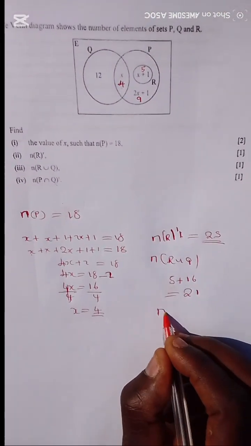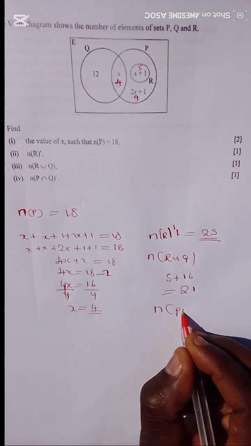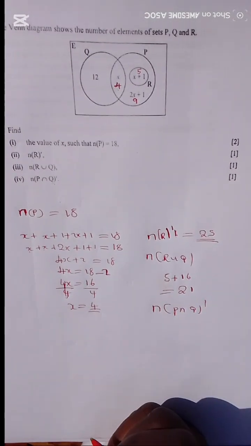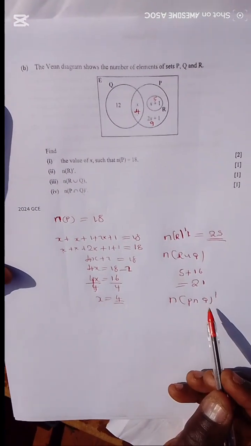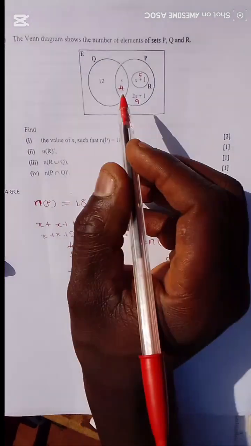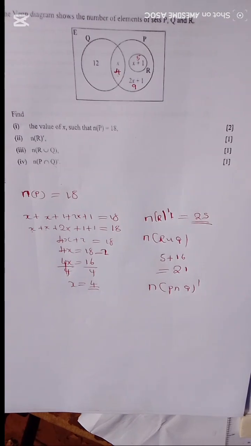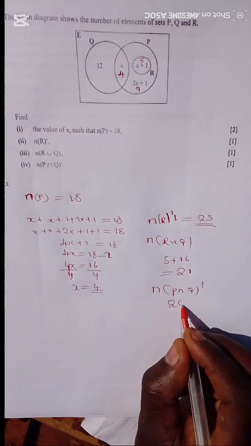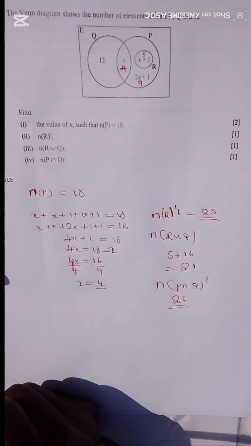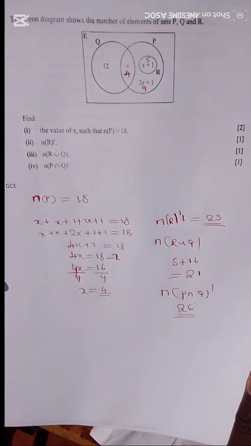Then they're saying that we find the number of P intersection Q complement. In this case, we are going to take out the complement of P intersection Q. So if that is to be taken out, it means that we're taking out a 4. So taking out a 4 from 30 leaves us at a 26. So at that point, it means that you would have answered your problem from the year 2024.